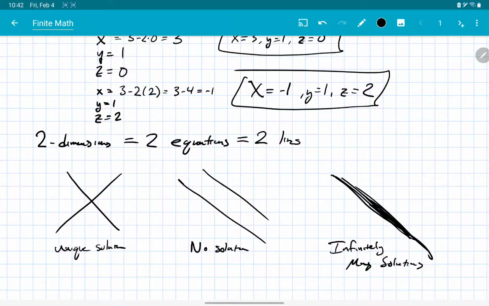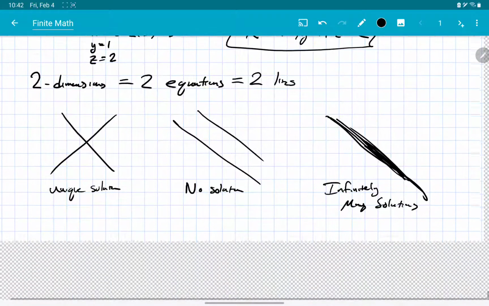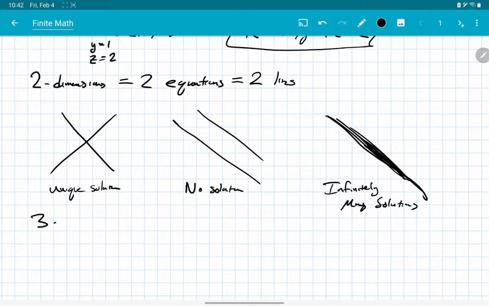You either have 2 lines which cross in a unique point, you have 2 lines which never cross, or you have 2 lines which are simultaneously the same thing. And so there's many, many solutions. Anything on the line is a solution. Now let's think about what's going on with 3 dimensions. 3 dimensions leads to 3 equations. And these equations are actually planes.